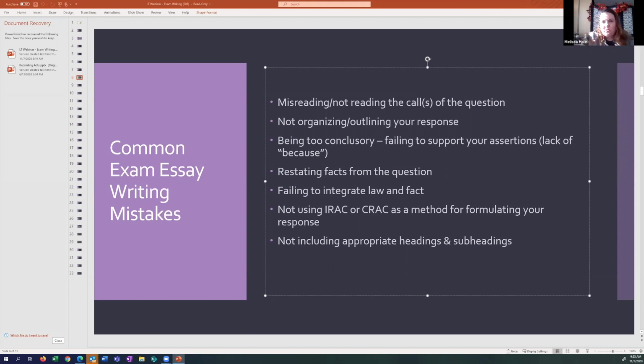So part of your organizing is thinking, how many questions do I have? How many question parts do I have? How much time do I have? And can I make sure that I get to everything? And realizing that it doesn't have to be perfect. You have to finish. Yeah, exactly.